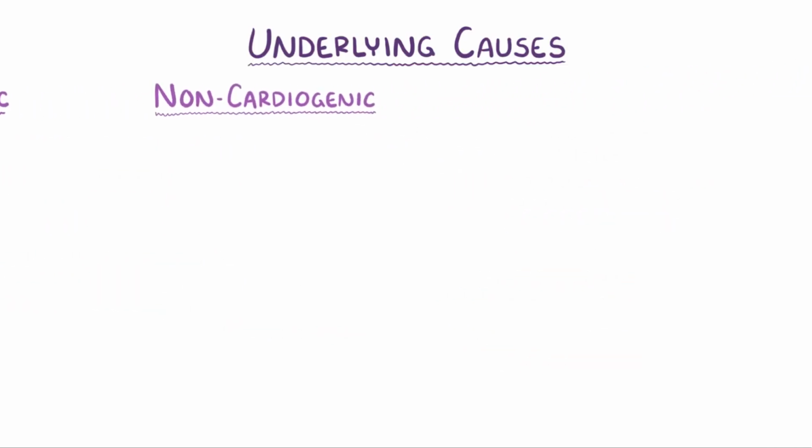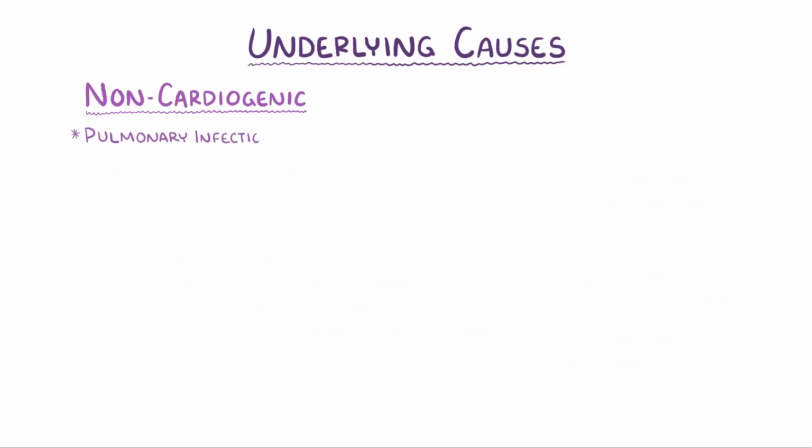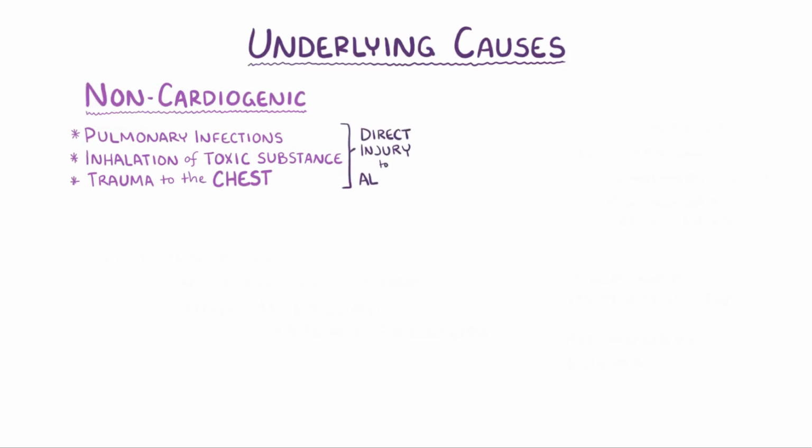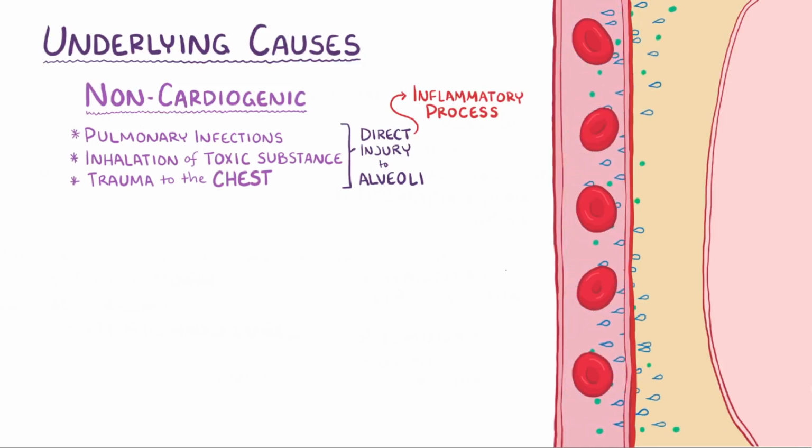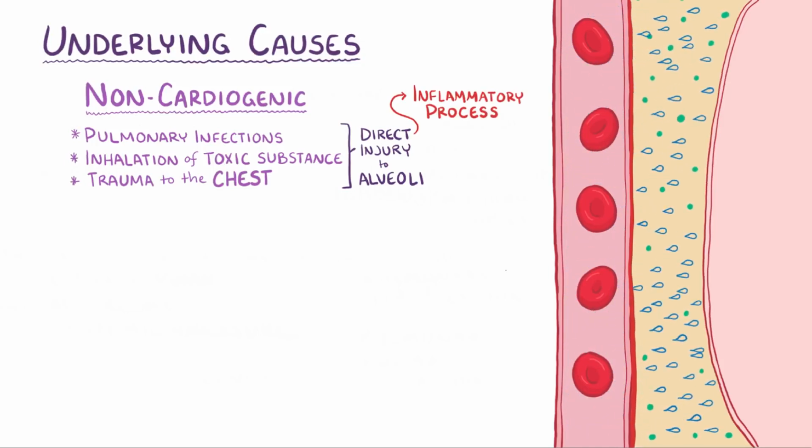Non-cardiogenic causes of pulmonary edema include things like pulmonary infections, inhalation of toxic substances, and trauma to the chest. All of these can cause direct injury to the alveoli, and when this happens, there's usually an inflammatory process that makes nearby capillaries more permeable. As a result, proteins and fluid enter the interstitial space.